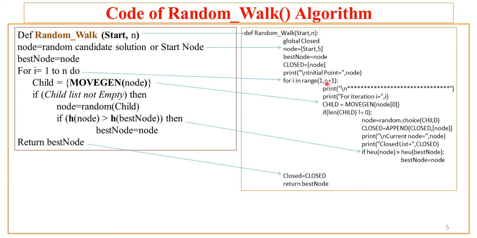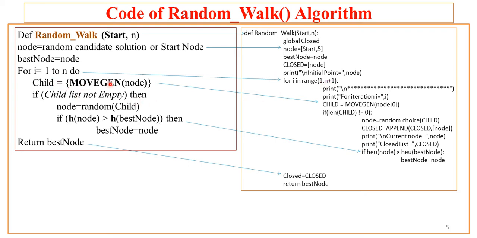Why n plus 1? Because the range function starts with 1 and ends with the second argument, not inclusive. If n is 4, it will reach up to 3. So if you want the range function to execute for 4 iterations, it will be 4 plus 1, that is 5.